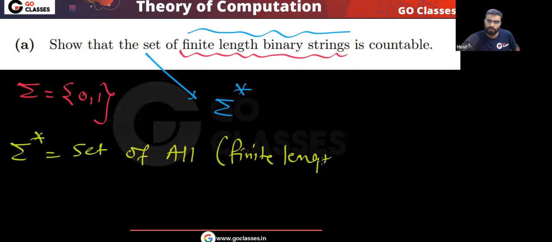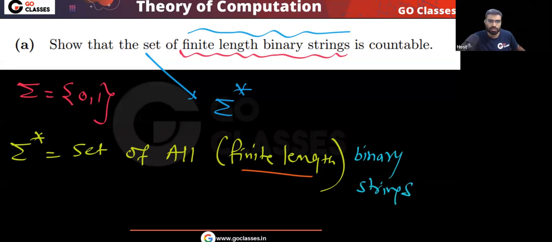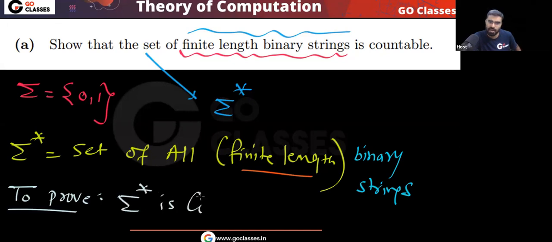Because in our theory of computation, every string has finite length. In this sigma star, every string has finite length. So it is the set of all binary strings. We need to prove that this sigma star is countable. This is what we need to prove: sigma star is countable.